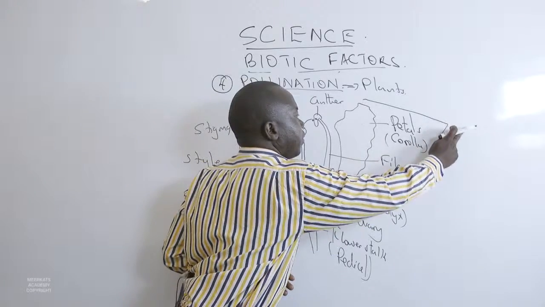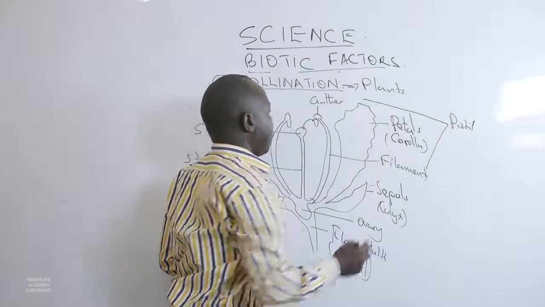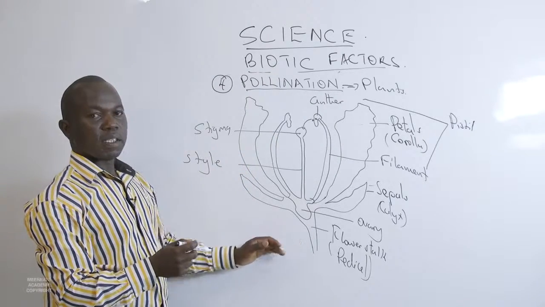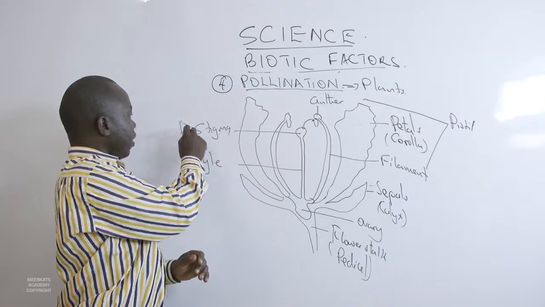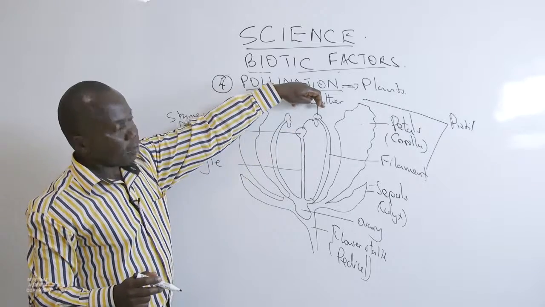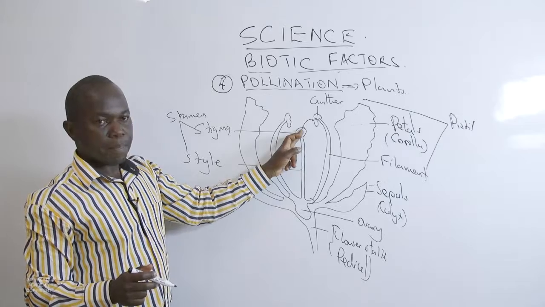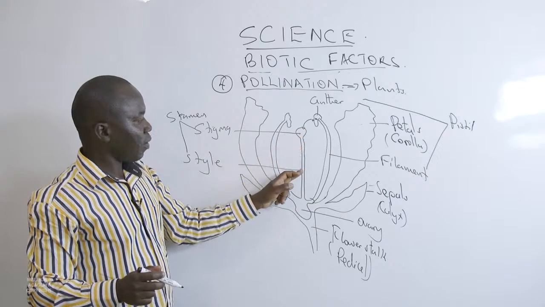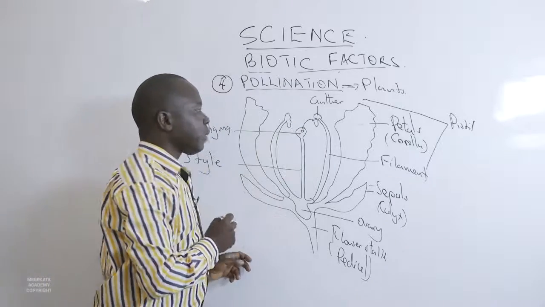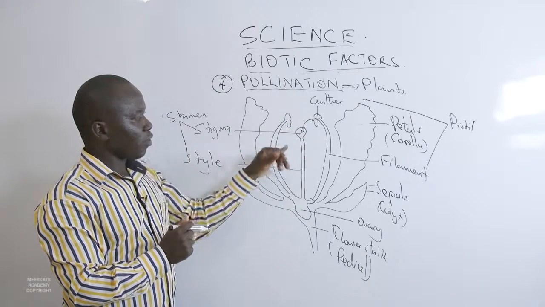The male part of the flower is called the stamen. But the one that receives, the stigma, style, and ovary, is the female part of the flower, which we call the pistil. So if we have transfer of pollen grains from the anthers to the stigma of the female part of the flower, we call that pollination. But the pollen grains must stick on the stigma of that flower.